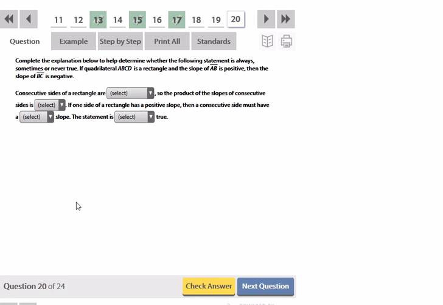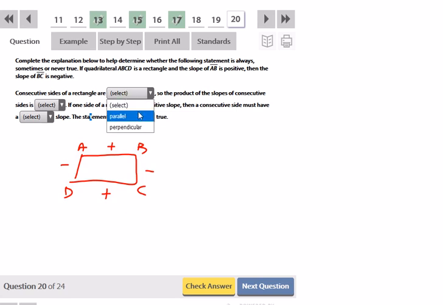Complete the explanation to determine whether the following statement is always, sometimes, or never true. If quadrilateral ABCD is a rectangle, and the slope of AB is positive, then the slope of BC is negative. So let's see, there's a rectangle ABCD. If this has a positive slope, it should have positive, negative, positive, negative, because they're perpendicular. So if AB is positive, then BC should be negative.